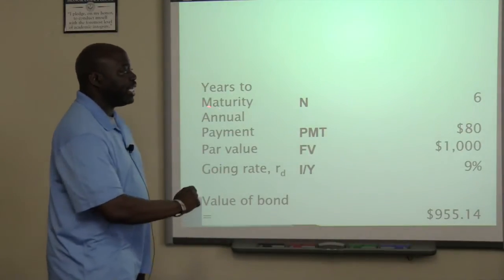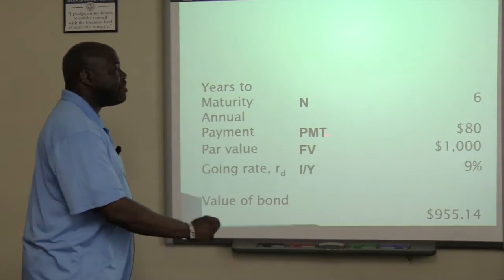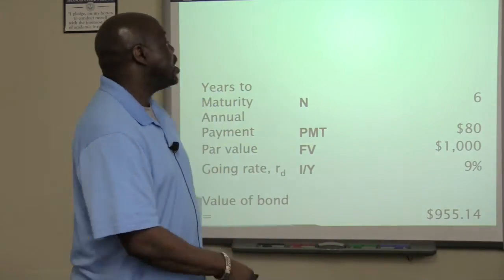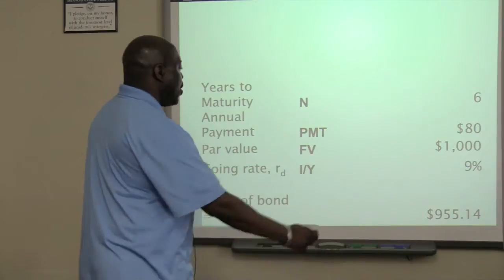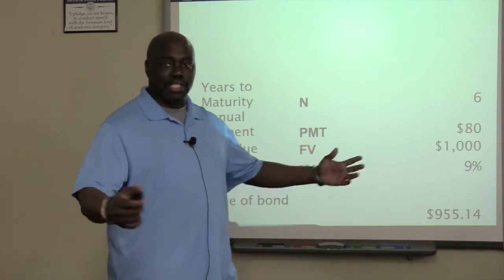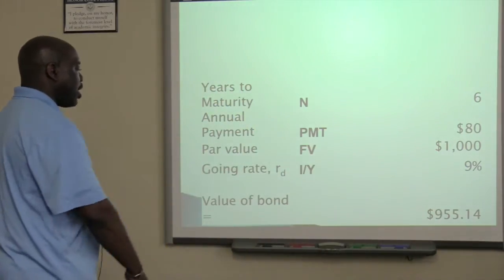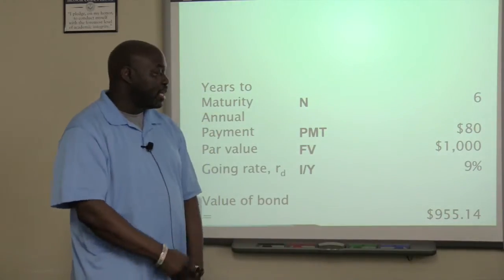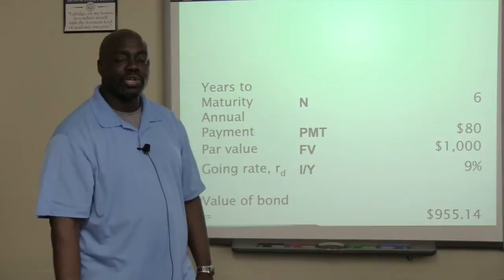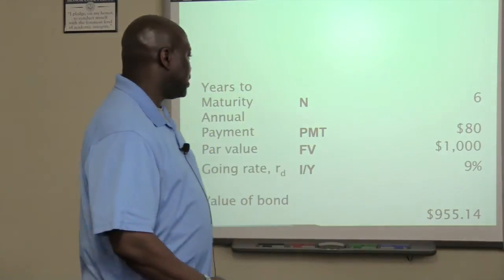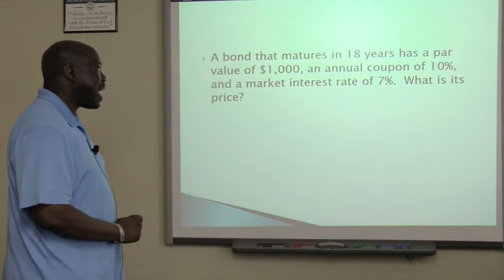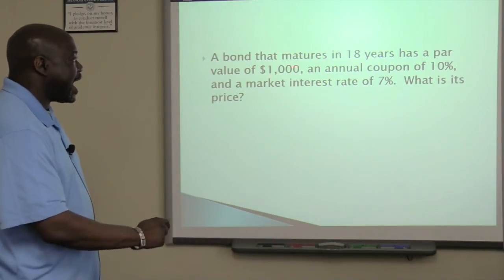Years to maturity, N, is 6. It gave us the payment, so we didn't have to figure it out. The payment is 80. Future value, because that's the par value, is $1,000. Our I/Y was 9. The value or price of the bond is $955.14. Easy peasy.